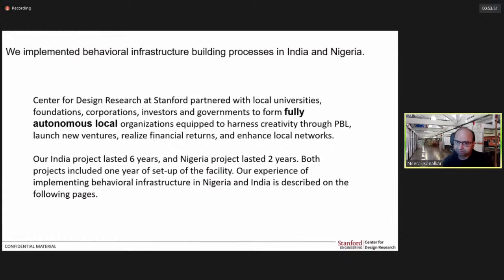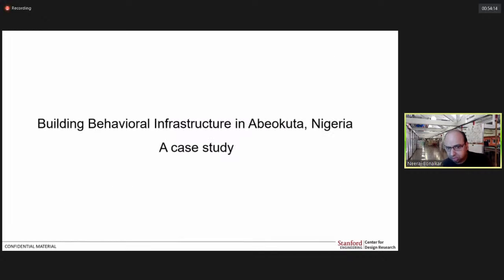So we developed this methodology of developing an innovation culture through doing these two centers. One was in the city of Abeokuta, which is about 2 hours drive outside of Lagos in Nigeria. And then the second center was in Ahmedabad, which is called Venture Studio. So the first case study was this of building behavioral infrastructure.